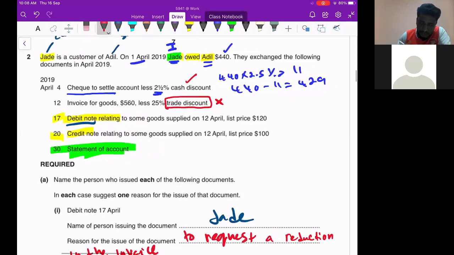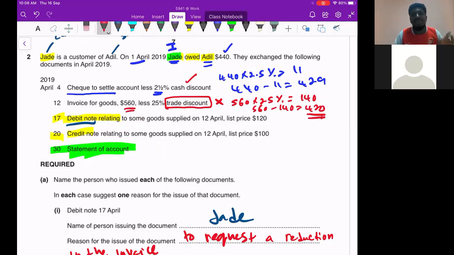So to exclude it, we still need to calculate 560 times 25%. I get 140. So 560 minus 140, I get 420. So this is the purchases. How much is your purchases? 420, not 560. 560 included the trade discount. We need to exclude the trade discount from the ledger account. So how much is the trade discount? 140. So I exclude the trade discount, and the original price is 420.